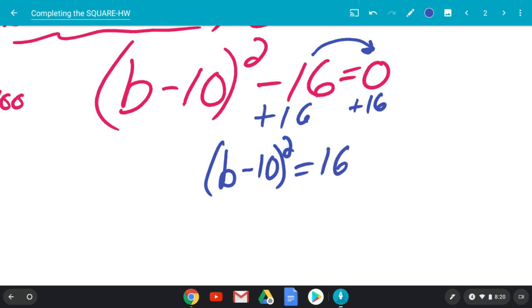Okay. Now I'm essentially trying to get that b by itself. Solving equations just like we've always done. All right. But that thing's inside a parenthesis that's squared. How do you undo a square? Square root.